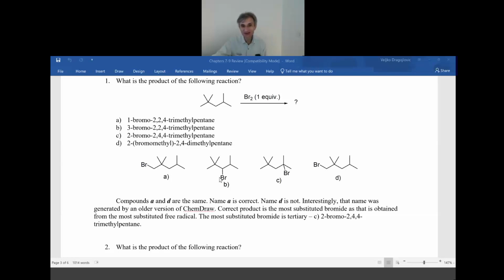B is not correct because that's a secondary carbon that is being substituted. That would probably be a minor product. C is correct. That's a tertiary carbon that is being substituted. And then C is 2-bromo-2,4,4-trimethylpentane.